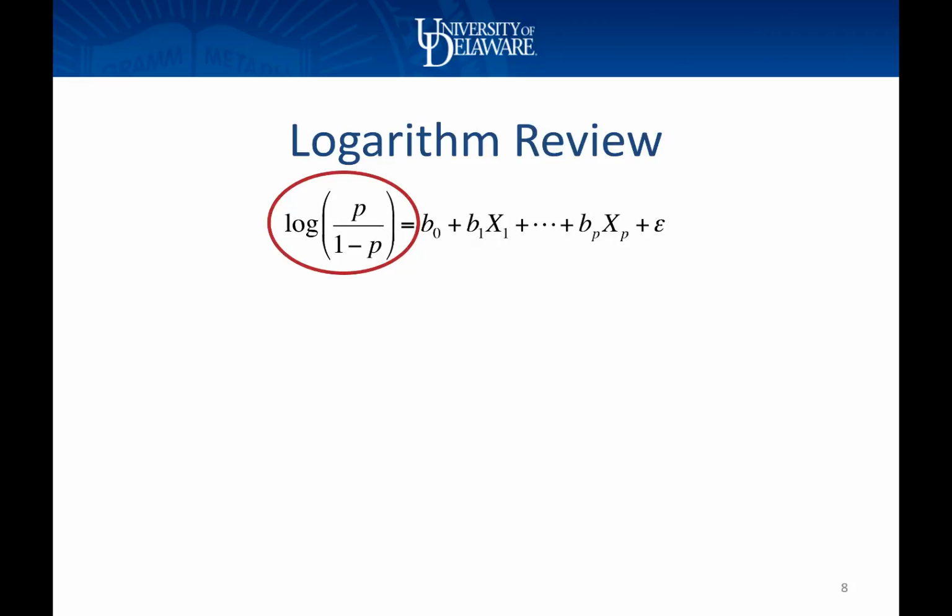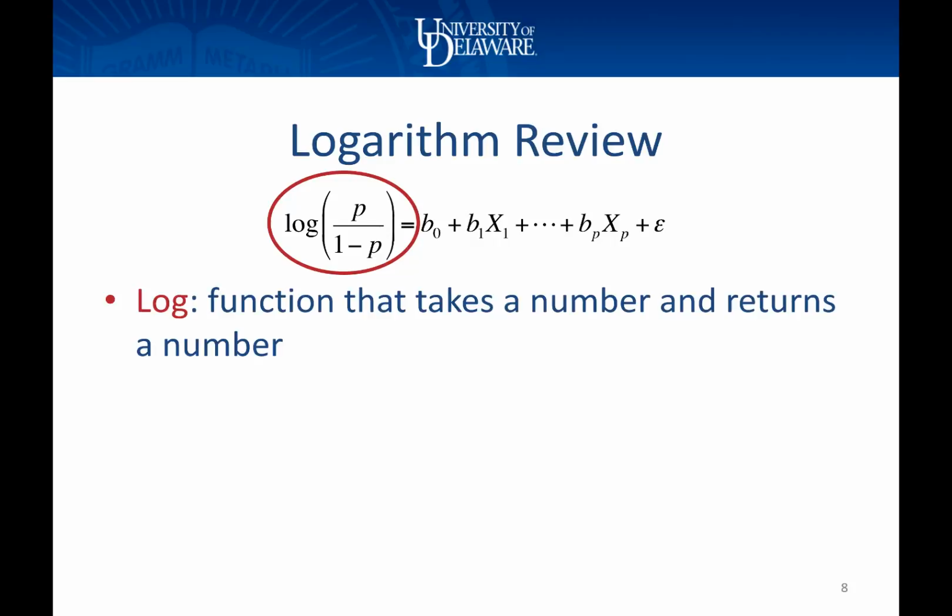Now we're going to look at the thing that's on the outside of the odds ratio here in the red circle, the logarithm. The log is a function that takes a number and returns a number. So you can take the log of 4, or the log of 200, or the log of 6 billion, and get a number back. Type into the calculator or into R the log of 6 billion, and you'll get a number back.